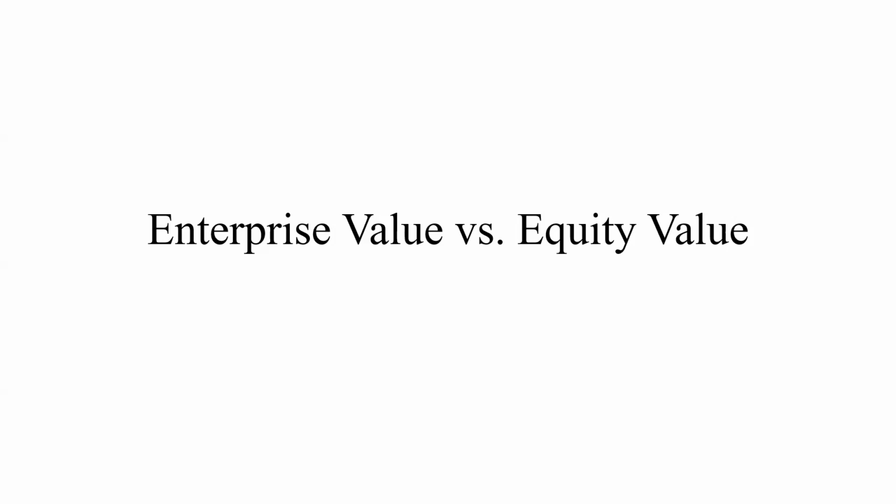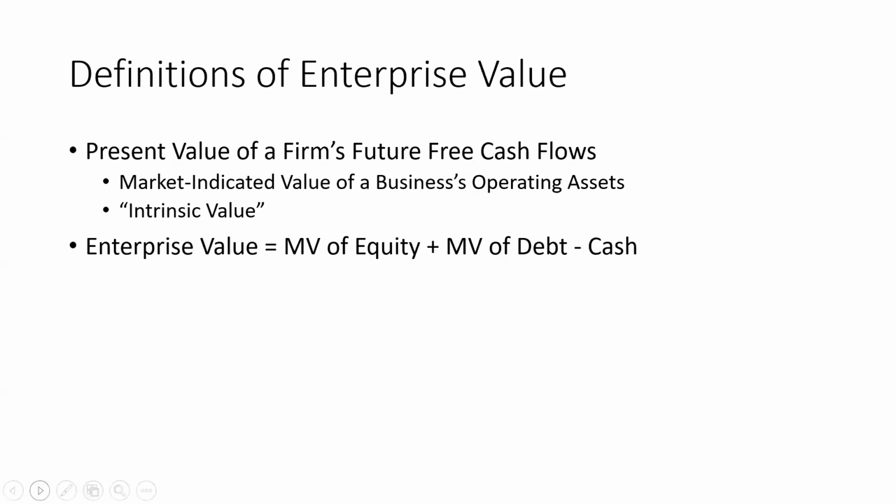But anyway, enterprise value and equity value. Let's get going. So some definitions of enterprise value. The first principles definition is that enterprise value is the present value of a firm's future free cash flows. Some other variations that basically mean the same thing is that enterprise value is the market indicated value of a business's operating assets. Operating assets produce cash flows. So you can see how these are basically the same.